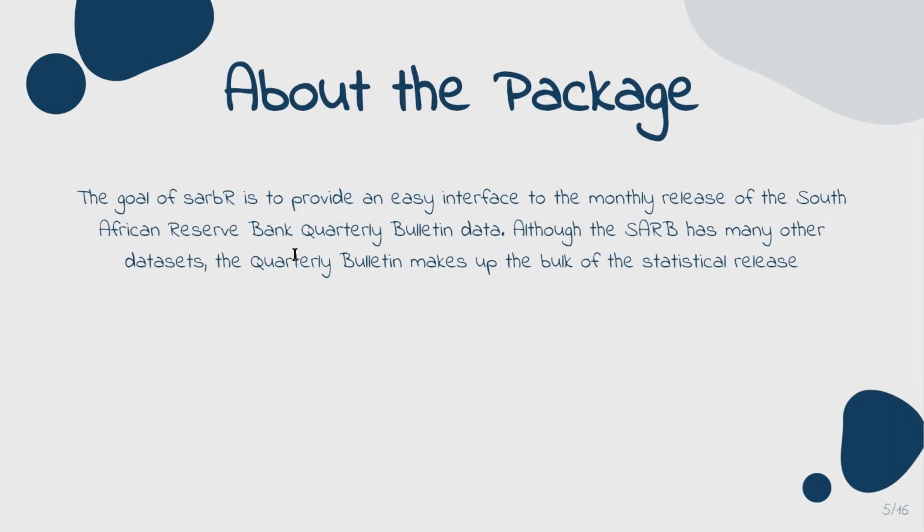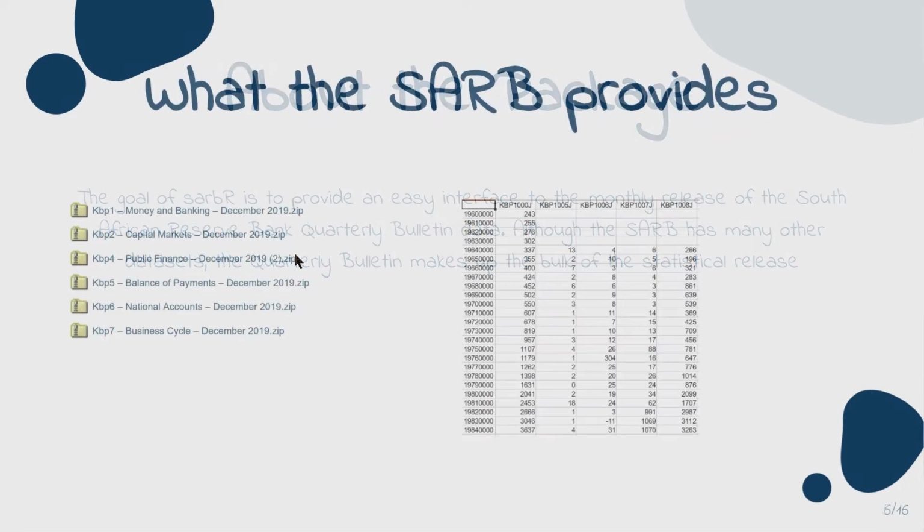So about this package, like I said, the goal of this package is to liberate the SARB data. And although the SARB has many other data sets, the quarterly bulletin makes up the bulk of their statistical release. So I think now, if anyone did an economics degree, look away because the PTSD is coming.